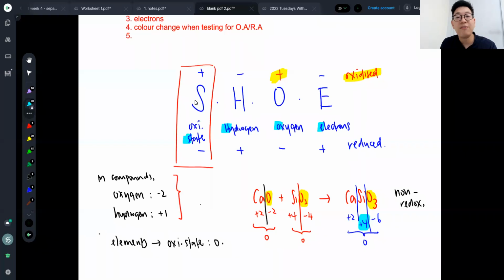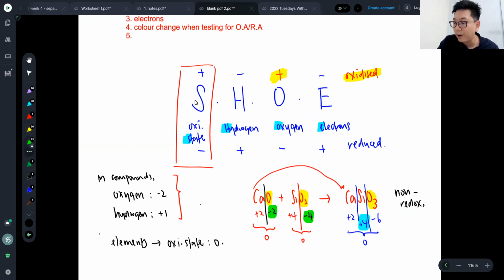And if you compare before and after, calcium is +2, +2, no change. Oxygen is -2. I know it looks like -2, -4, -6. Let me highlight in green, okay? -2, -4, -6. Some students will say, teacher, it's changed, right? -2 becomes -6. -4 becomes -6.